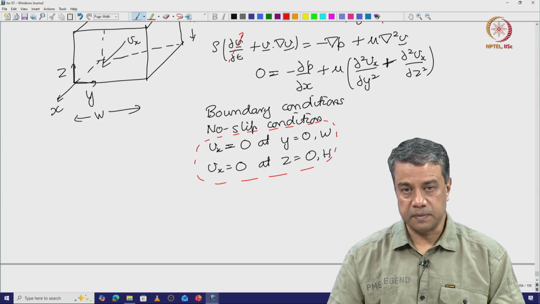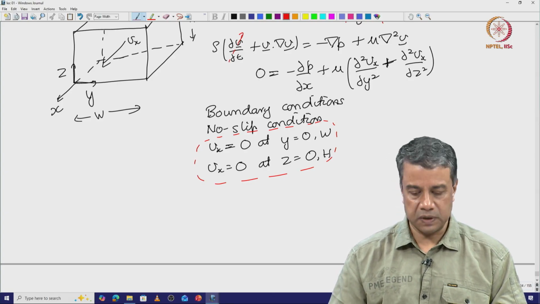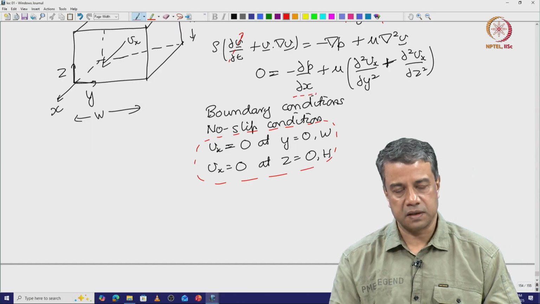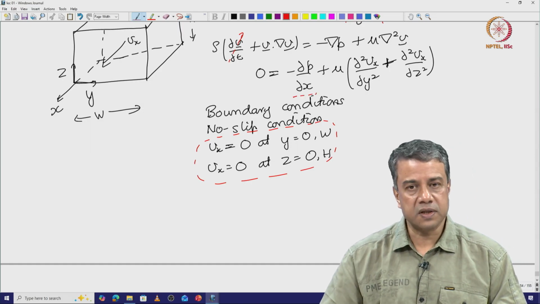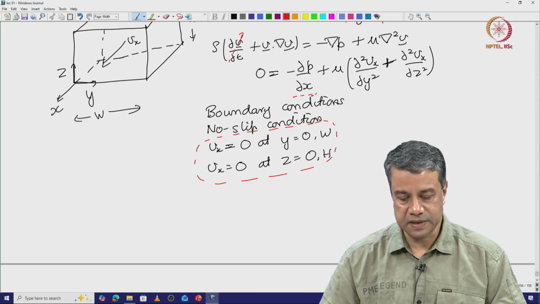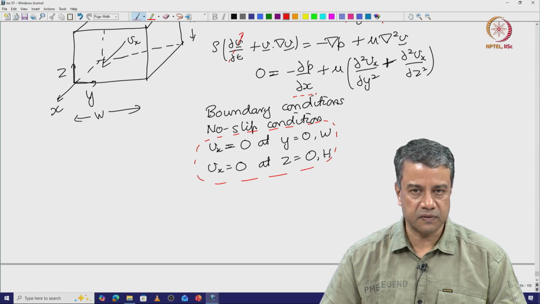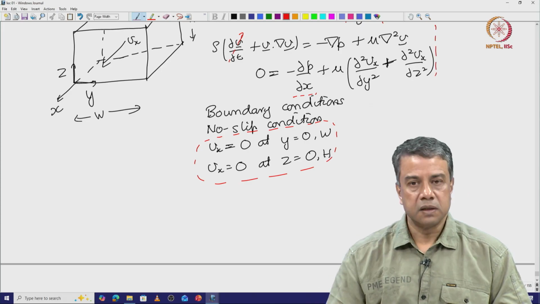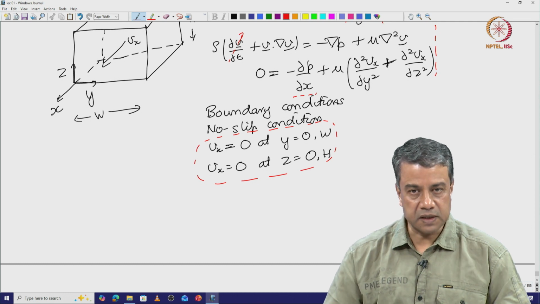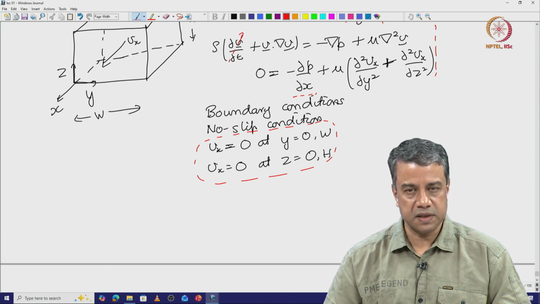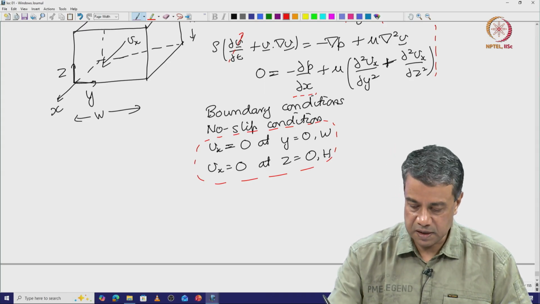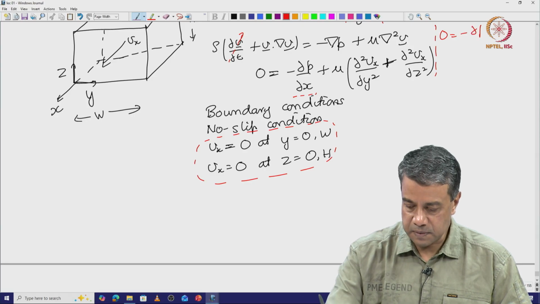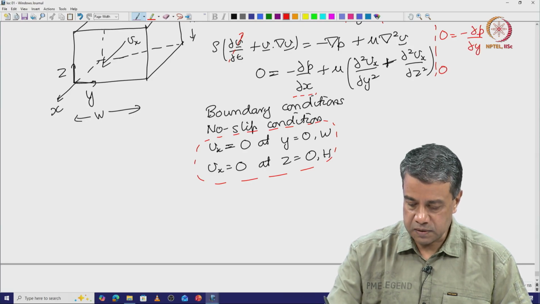The inhomogeneous term, that is what is driving the flow in this case, is actually this pressure gradient. And if I wrote equations for the y and z momentum equation, that is the equations for V y and V z, since the velocities V y and V z are 0, the viscous terms and the inertial terms will all be 0, and basically I will get 0 is equal to minus partial p by partial y, and 0 is equal to minus partial p by partial z.